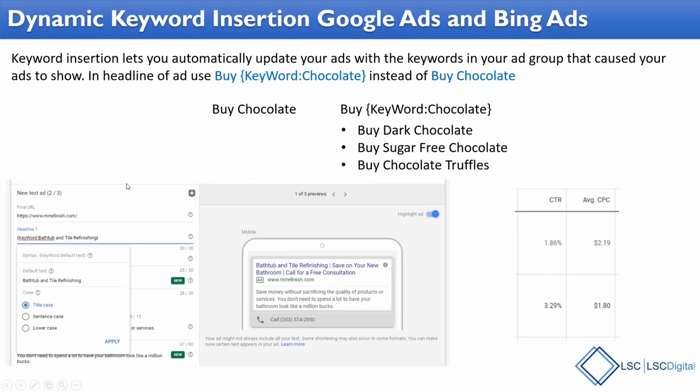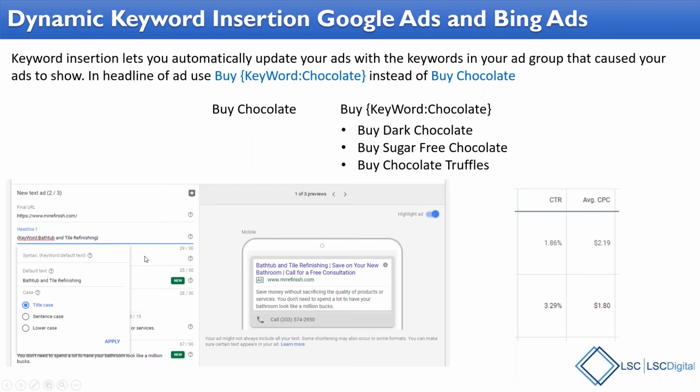So that looks something like this, and I just took Google Ads, for example. This is a smaller client who said, okay, I can show them this, so their keyword is bathtub and tile refinishing. Now, if you look at the ad, that's what people see. Now, if somebody did another keyword like bath remodel or something, that's what would show here, as long as it was within that 30-character limit that you have for the headline.